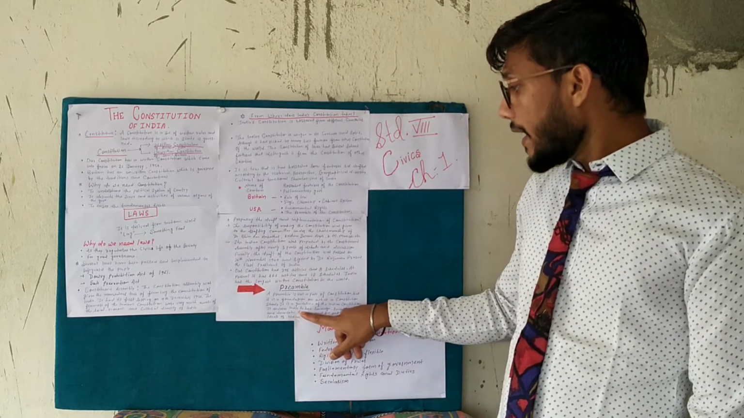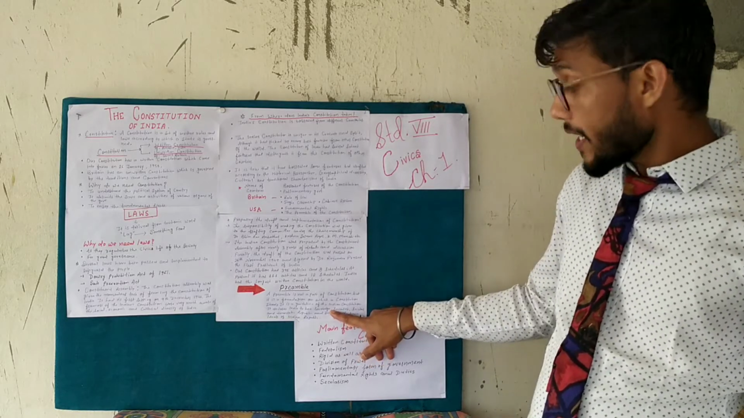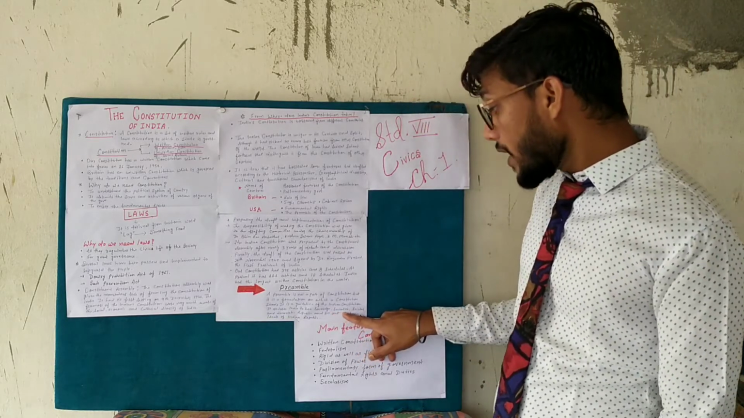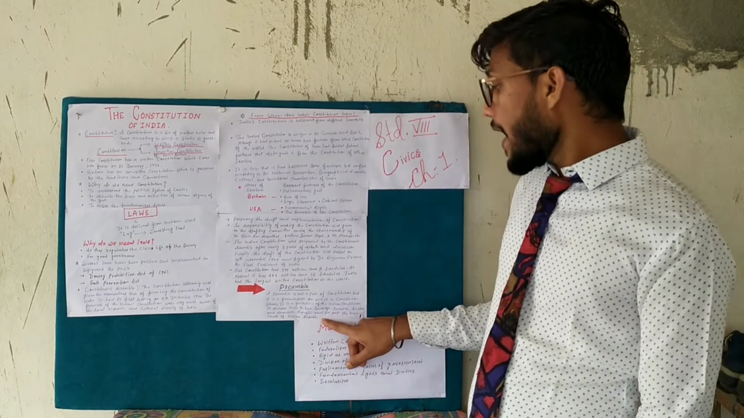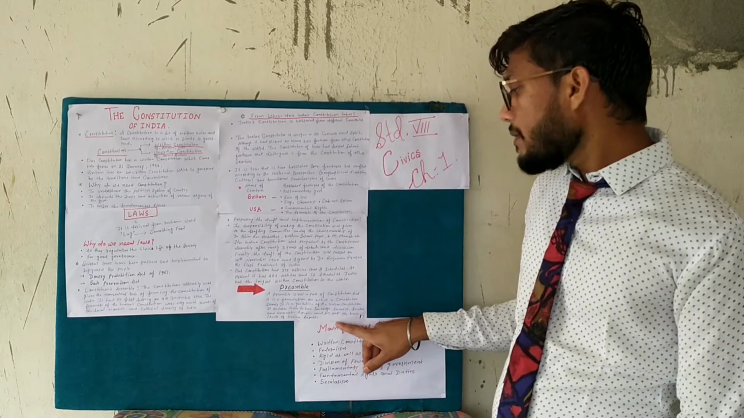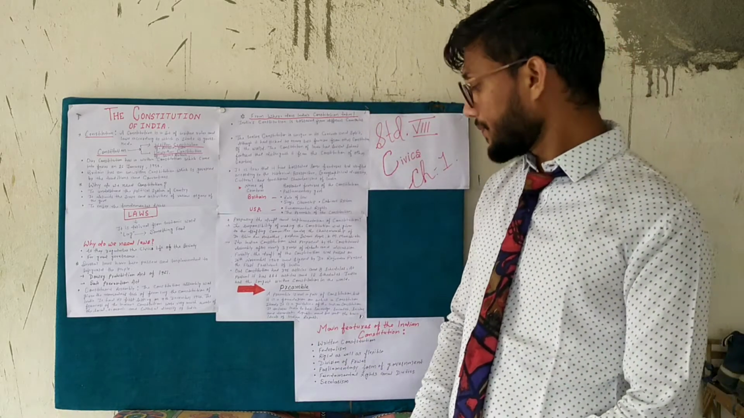It declares India to be a sovereign, socialist, secular and democratic republic, and sets out other basic ideas of India's republic.